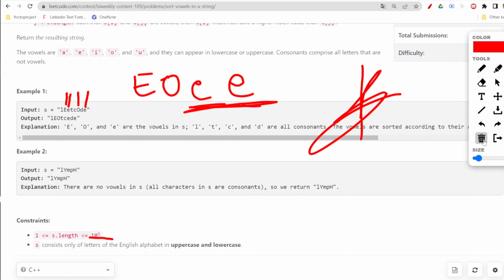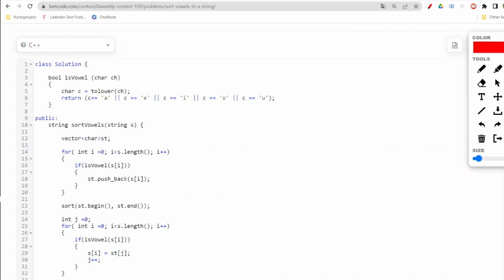Now here I have checked that if it is a vowel, it will return true. Even if it is in uppercase, I've put it as lowercase and then checked whether it is one of the vowels, and then it simply returns true. That is how I have written this particular helper function for checking if it is a vowel or not.